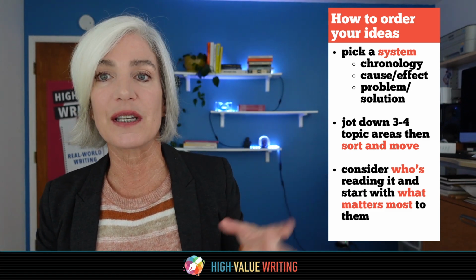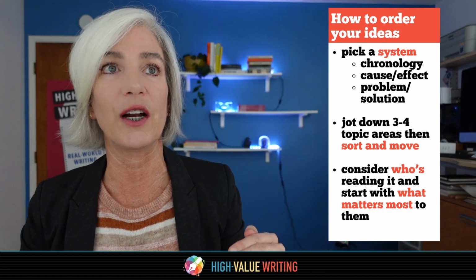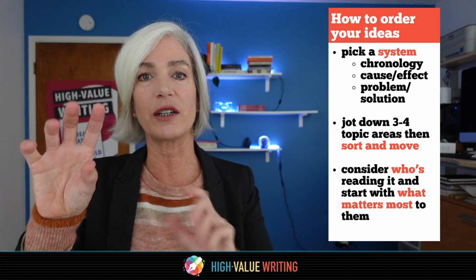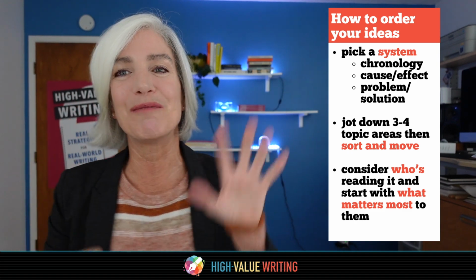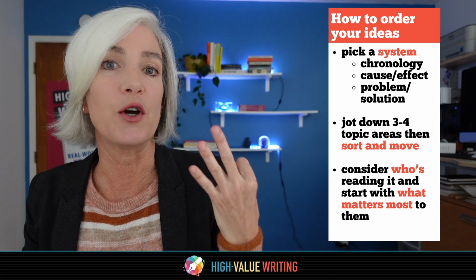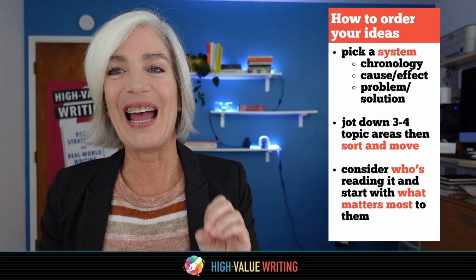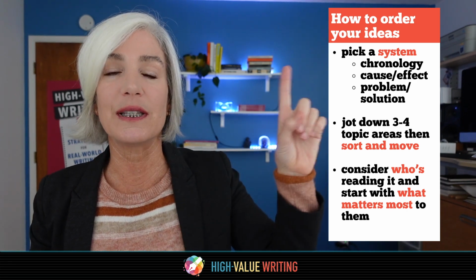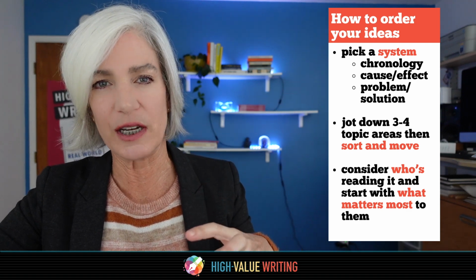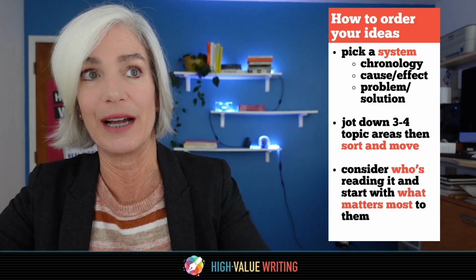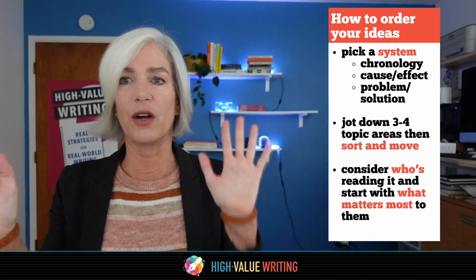Some of the most common systems are doing your paragraphs in terms of chronology, what happened first, second, third, or a couple paragraphs on cause, a couple paragraphs on effect, a couple paragraphs on problem, a couple paragraphs on solution. Those are three popular, easy ways to order your paper. And if you want some other examples, this video on writing essays also includes some organizational charts that you could use to make outlines.